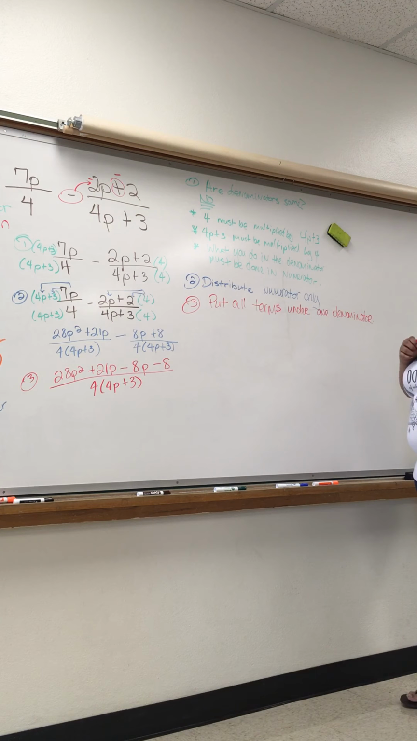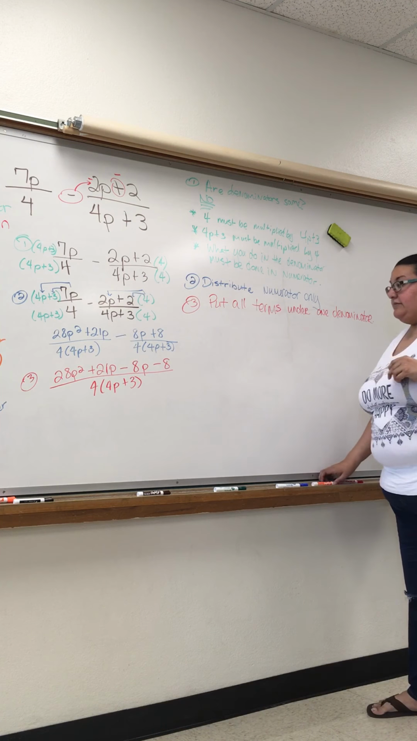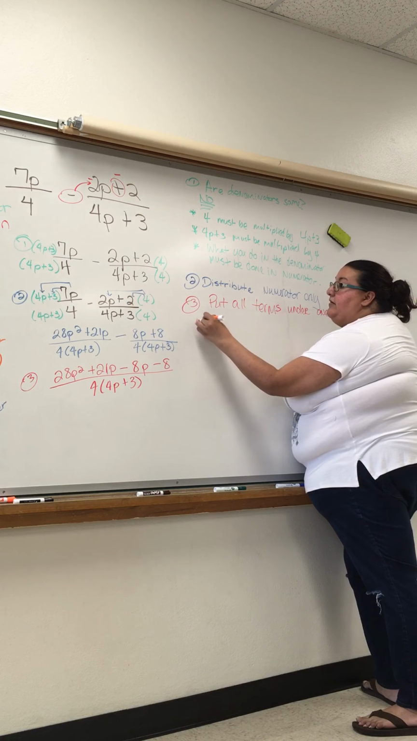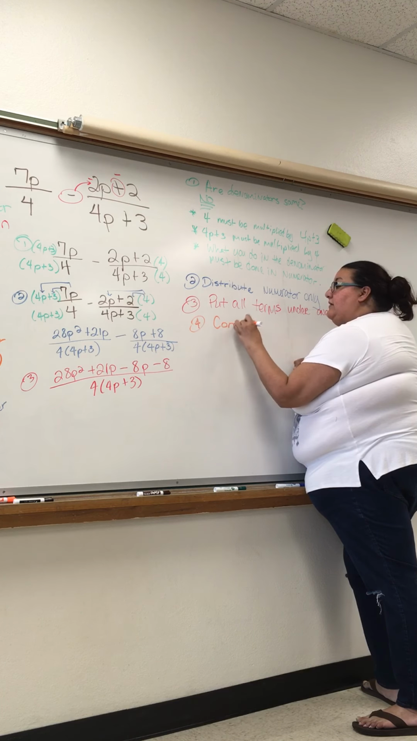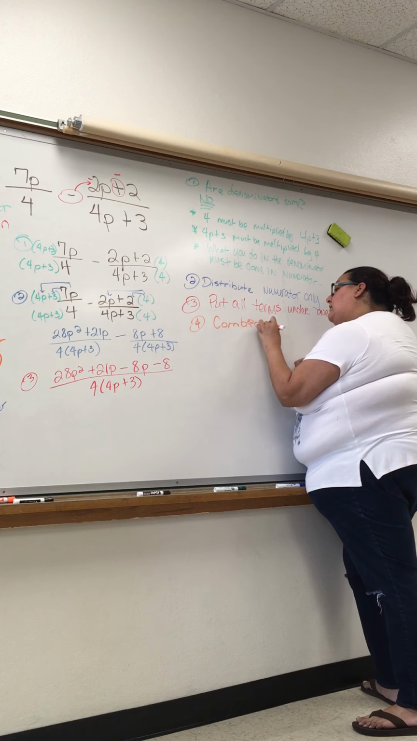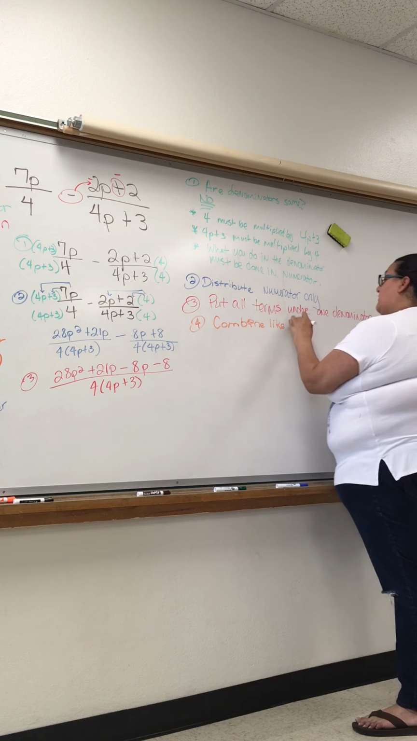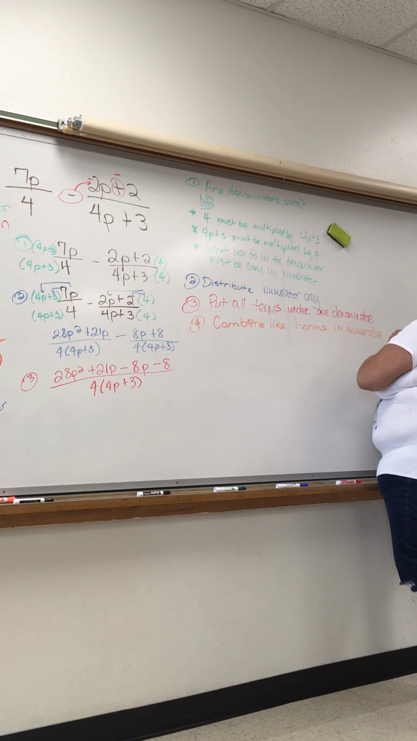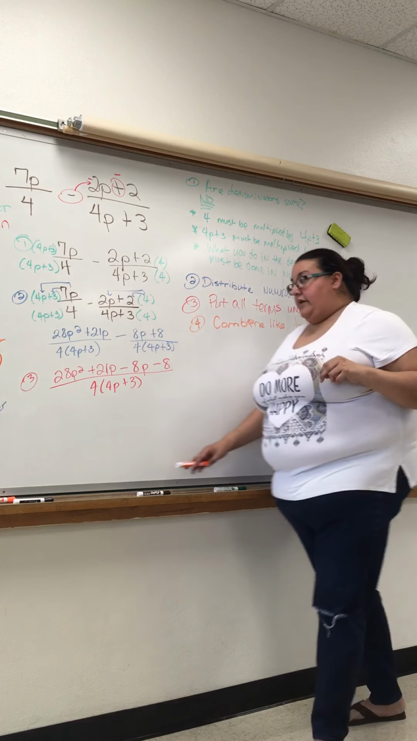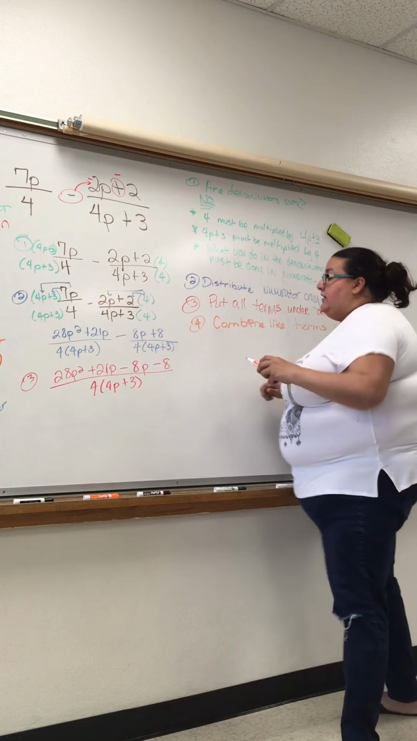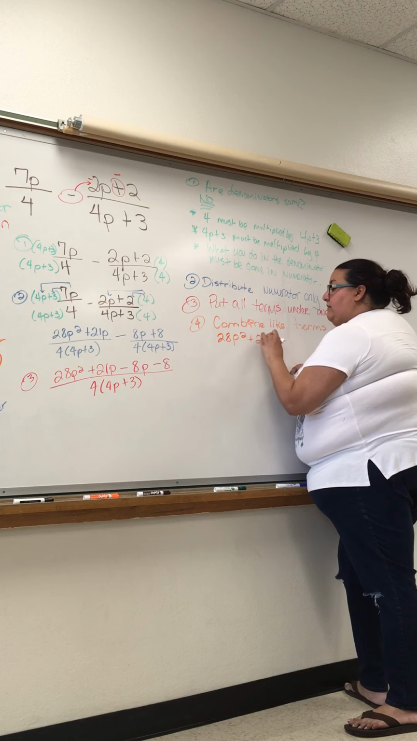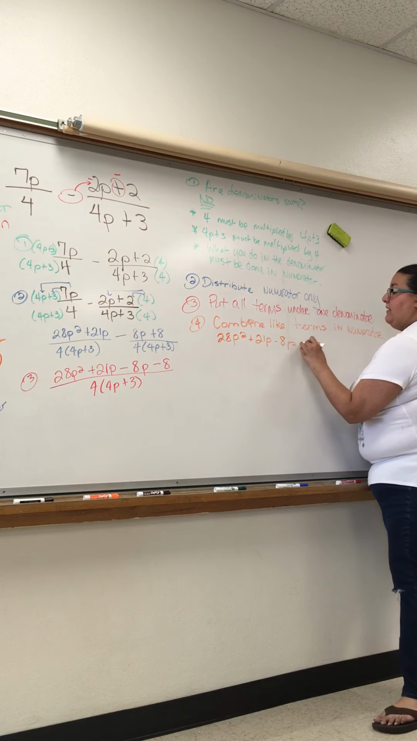And then number 4, combine like terms in the numerator. So number 4, we're going to combine like terms, and we're going to put that in the numerator. All right, so if I'm going to combine like terms in the numerator, I have the 28p squared plus 21p minus 8p minus 8.